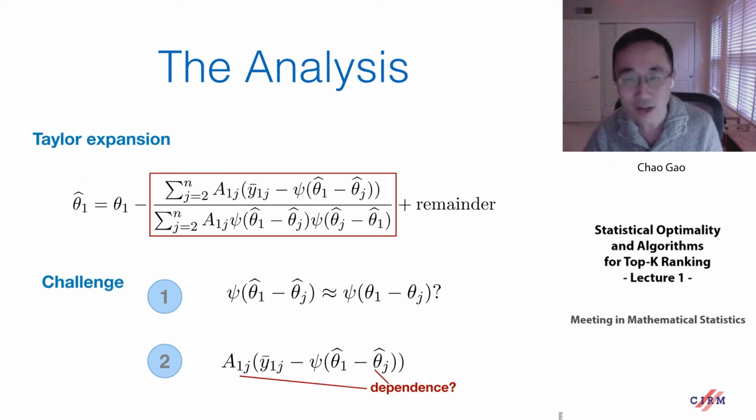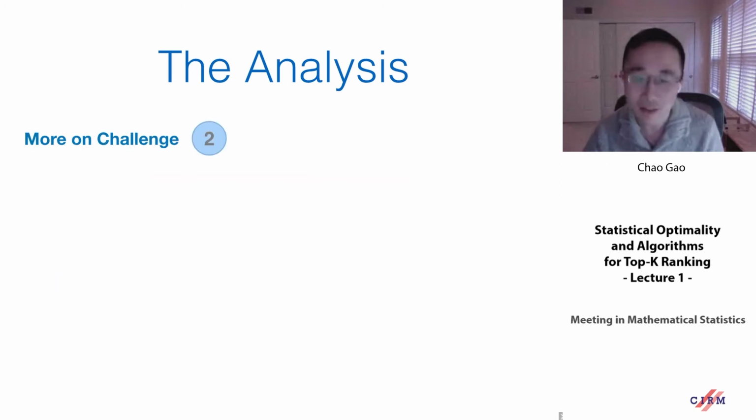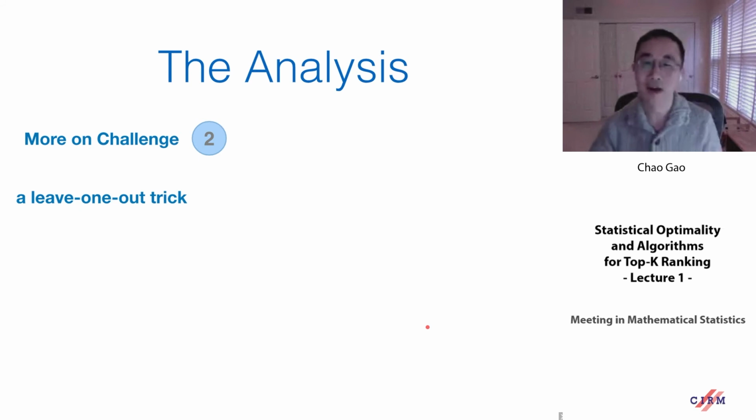Now, for the second challenge, it's a little bit more complicated. This relies on what is called a leave-one-out trick. I think at this point, this trick is now well known. In my opinion, this is probably one of the most important tricks developed in the last 3 years in high-dimensional analysis. It's very important. If you know that, you can analyze lots of problems that could not be analyzed before.